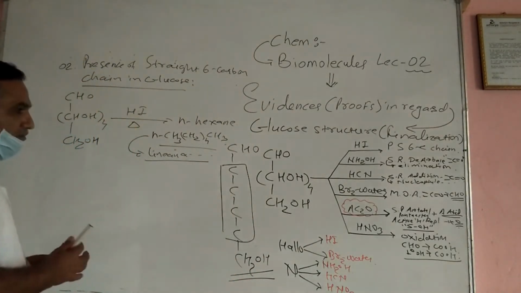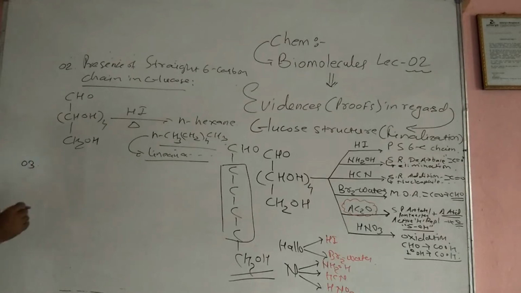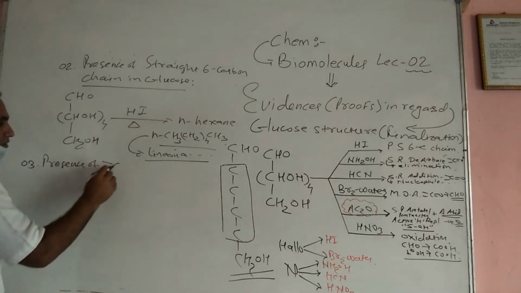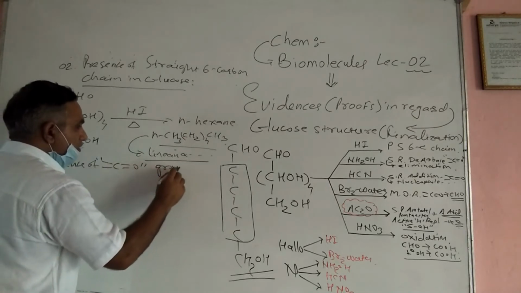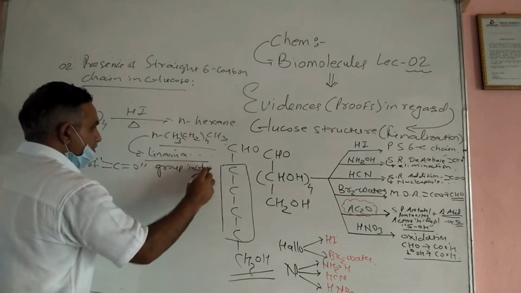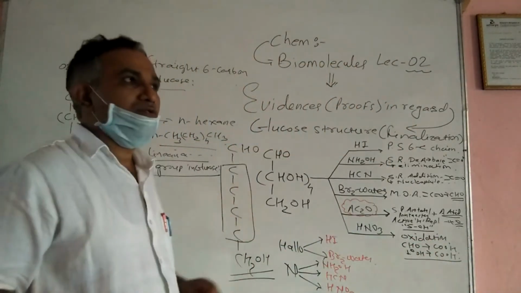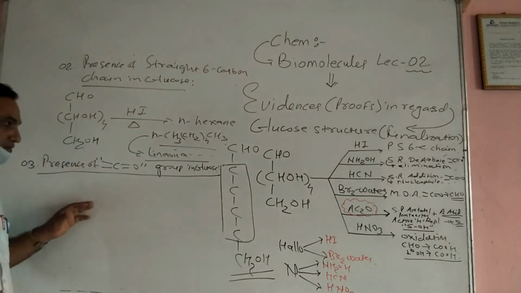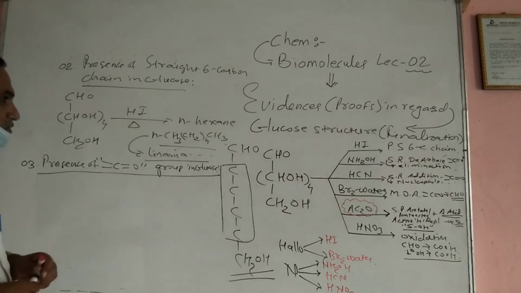Then the third prediction is like this. See here, that is the third prediction: presence of carbonyl group in glucose. Your interest is to know whether this glucose, this hexose sugar, has a carbonyl group. So for that, you can use another reactant.